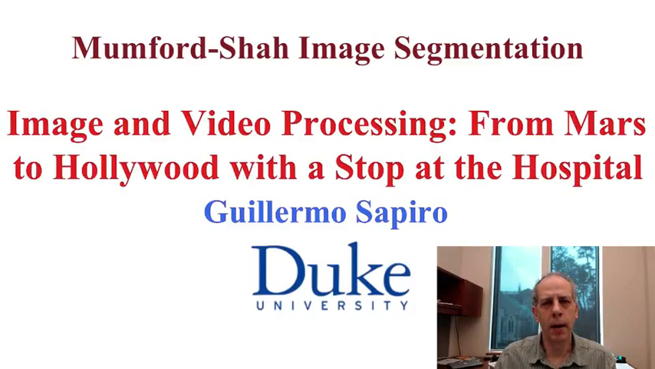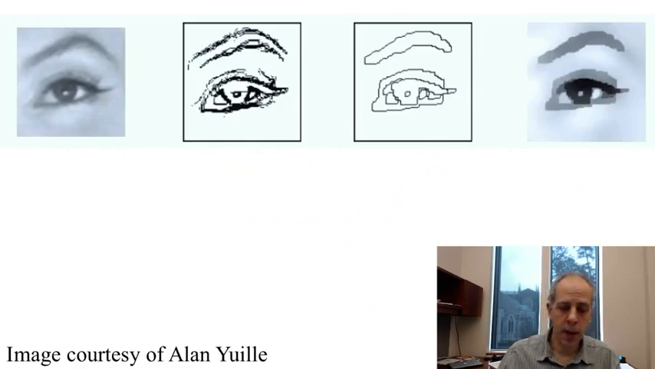Hello and welcome back. I want to discuss now the Mumford-Shah image segmentation technique, and I'm going to do that with one example. Let's just look at this image. We talk that image segmentation means labeling the image. We want to label every segment that has some coherence in it with a different name, with a different number.